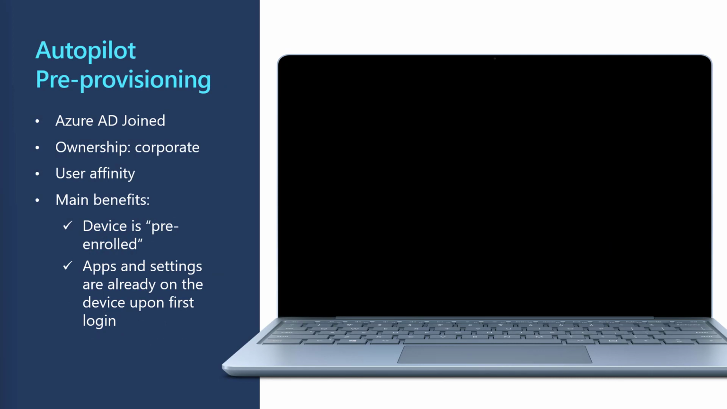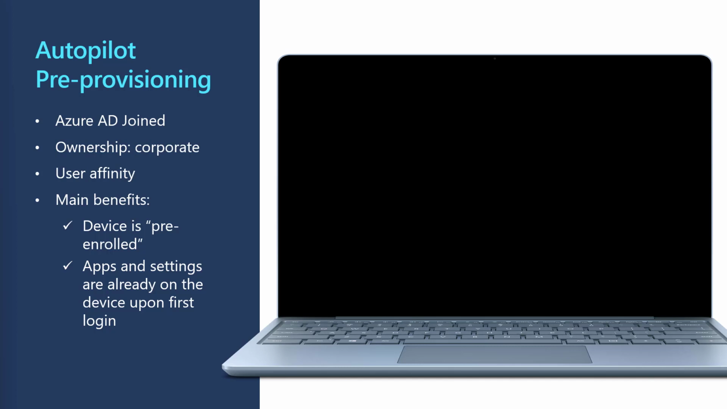Now we're going to look at the third and last scenario for corporate-owned devices with end-user interaction, Autopilot pre-provisioning. This scenario is an improvement of the standard Autopilot User-driven mode, the one that we just described. Since the device will go through a pre-provisioning phase where it is joined to Azure Active Directory and pre-enrolled in Intune, applications and settings can be applied in this phase before the device is delivered to the end user.